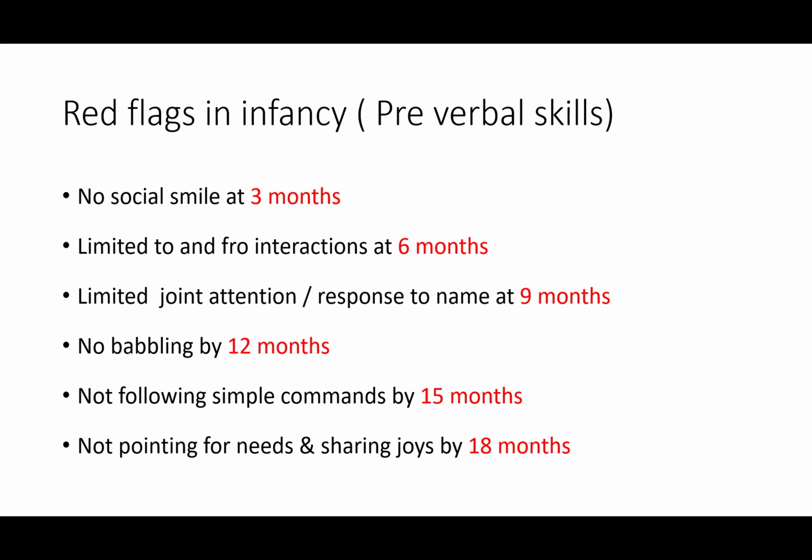No babbling like ba ba ba, ma ma ma by 12 months of age. Not following a simple command, like give this bottle to papa and bring that from there, a simple command like giving an object, by 15 months of age, and not pointing for their needs. If they want water, they will often get the bottle themselves, but they will not point to it. Or if they like something, they will not show the parent by pointing. So these are the pre-verbal skills, and if they are not present, then we are missing a lot of children, and we are probably also missing out on intervening at the point where a lot of things can come under control.